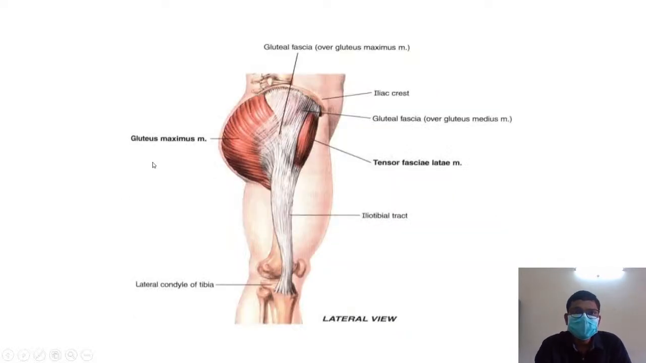Now you can see this thin fascia which is covering the gluteus maximus, and this same thin fascia, when it comes towards the gluteus medius region, is also covering the gluteus medius muscle here. And you can see the muscle called the tensor fascia lata, seen over the lateral aspect, because this is a lateral view. This tensor fascia lata also merges with the iliotibial tract, as do the superficial fibers of the gluteus maximus.